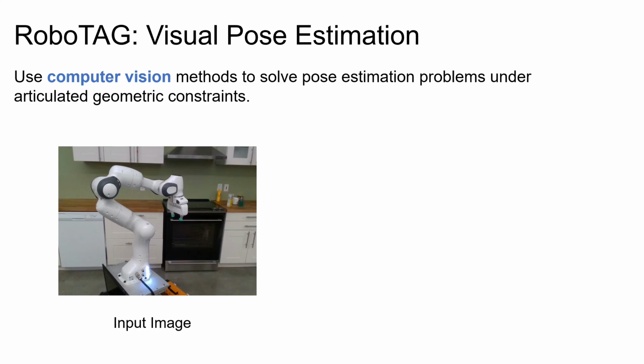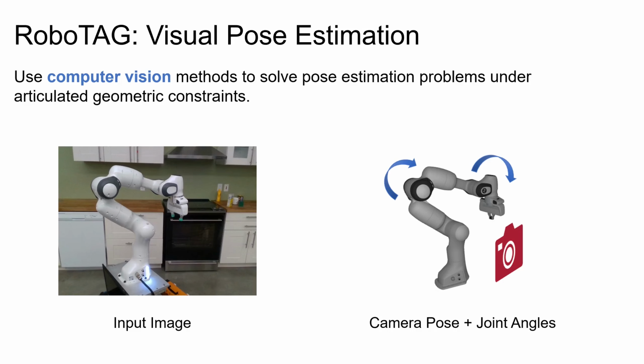We present RoboTAG, a 3D vision method for the visual pose estimation problem. We want to use computer vision methods to solve pose estimation problems under articulated geometric constraints. Specifically, our method setting is, given an input image of a robot arm, we can output the camera pose of this image and estimate the joint angles of each articulation in this robot arm.